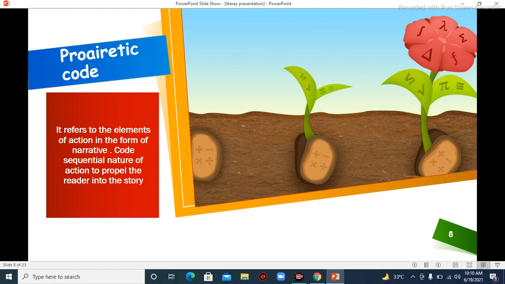Let me say something here: as there can be more than one way to read the text, in one line you can find more than one code. You can apply more than one code on a single sentence, on a single text.